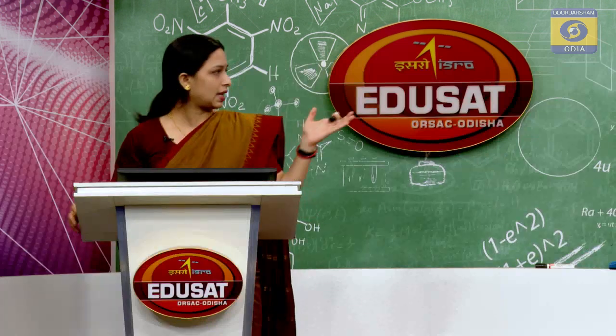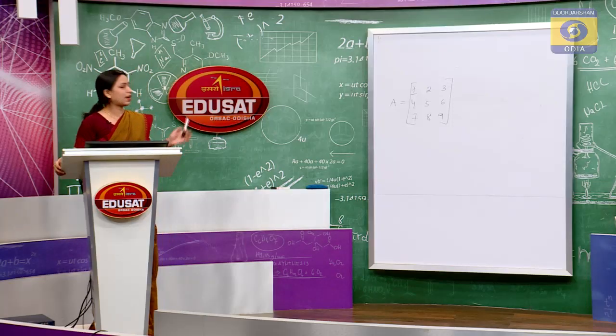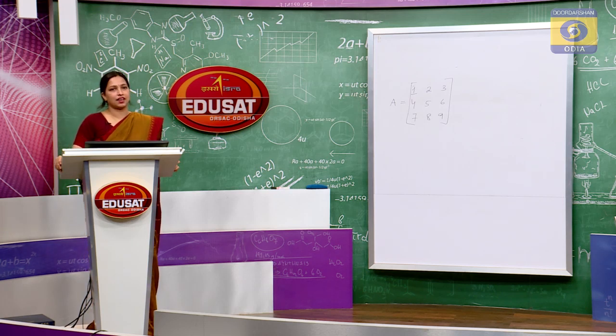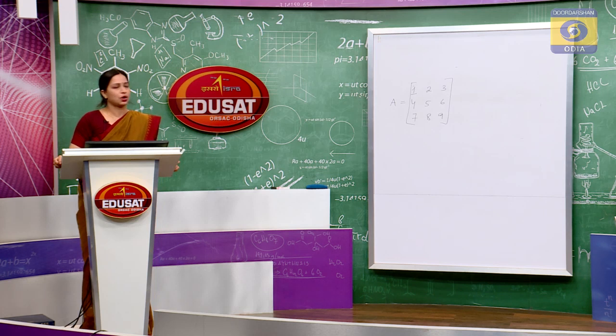So let us take a look at the whiteboard. Now if I ask you to write 1 to 9 in rows and columns, you write it like this, and if I put two brackets in between, then it becomes a matrix, and every matrix has an identity. So let us say this is matrix A, right?